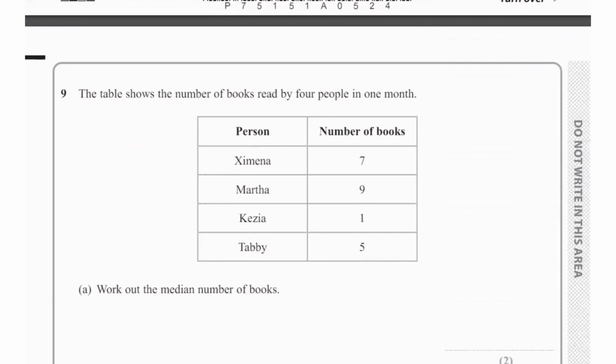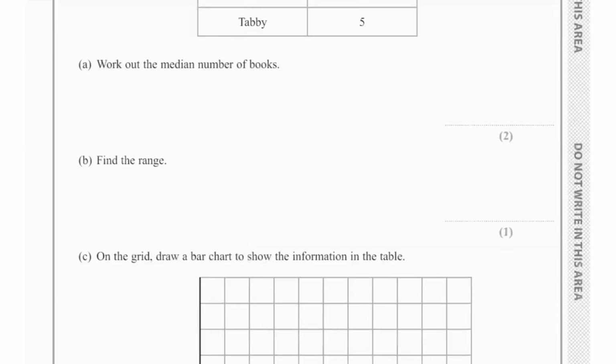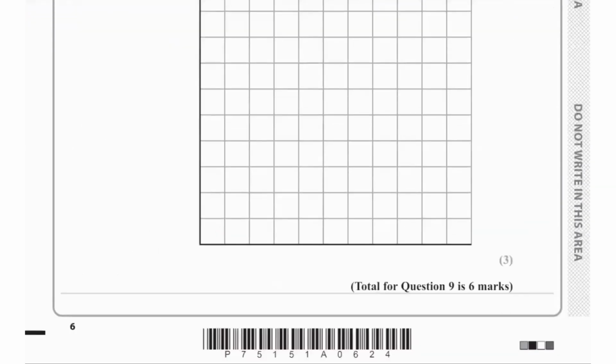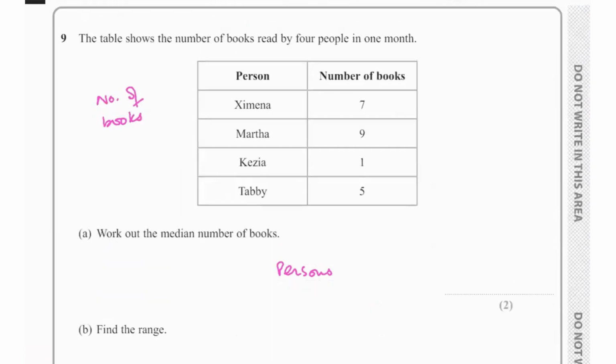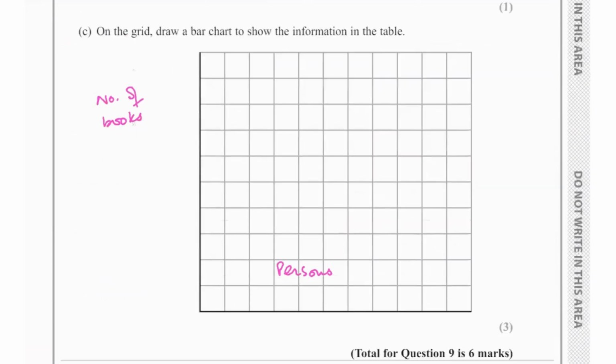On the y-axis, we have the number of books. And on the x-axis, we have the name of the people. So persons and number of books. So we have a total of 1, 2, 3, 4 people and 7, 9, 1, 5.